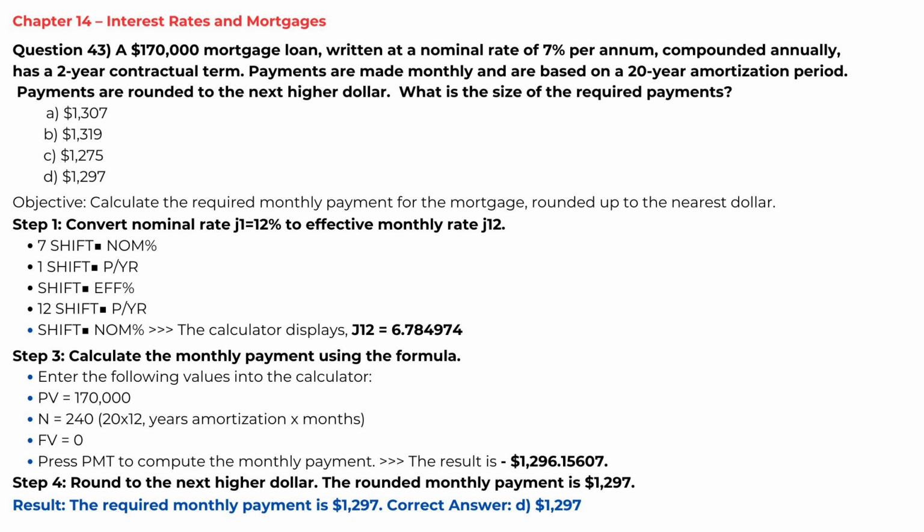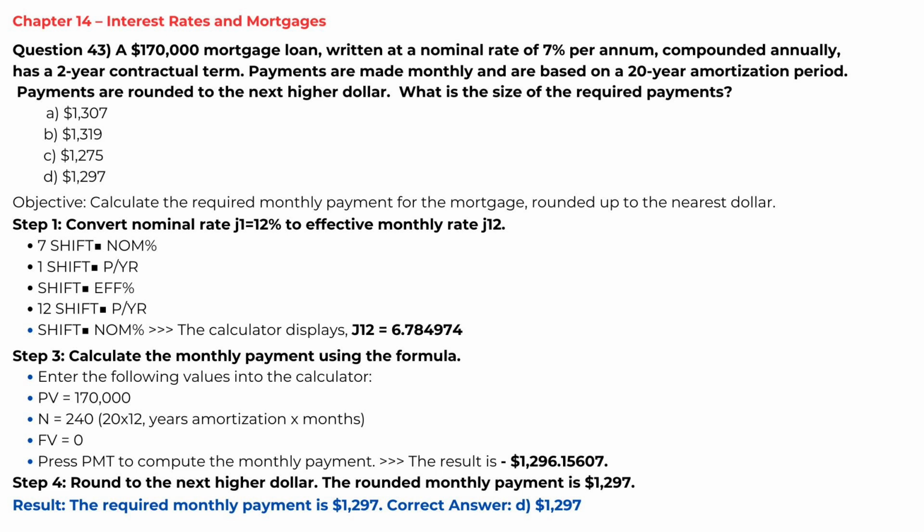Step 1. Convert nominal rate J1 equals 7% to effective monthly rate J12. 7 shift NOM 1 shift PYR. Shift effective 12 shift PYR. Shift NOM. The calculator displays J12 equals 6.784974. Step 2. Calculate the monthly payment using the formula.